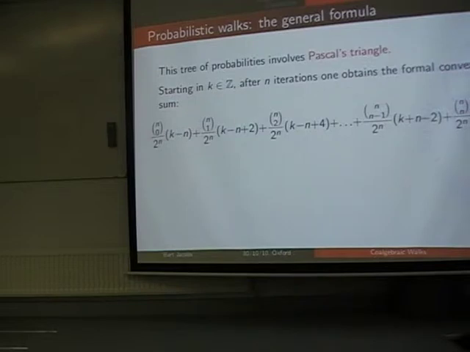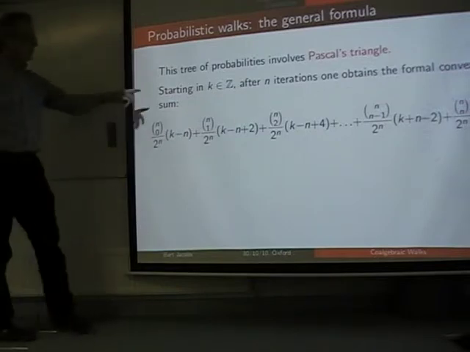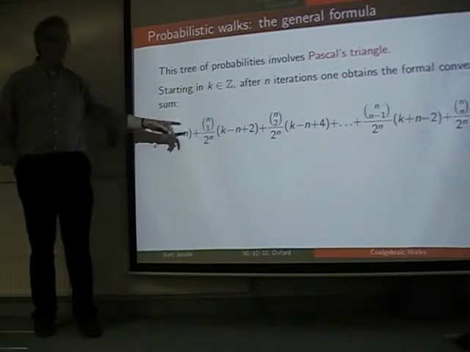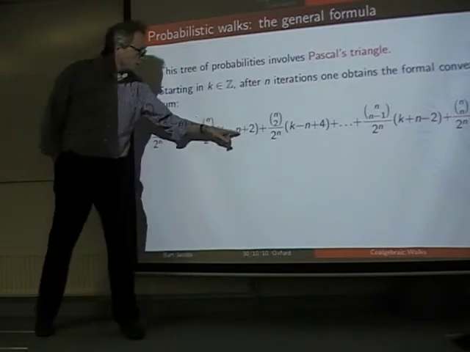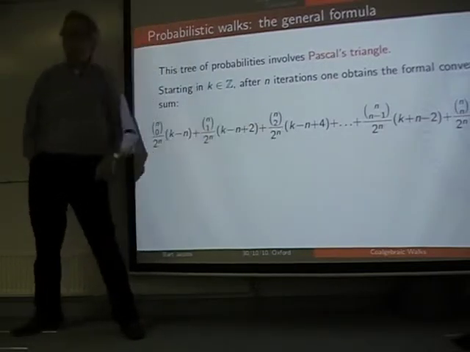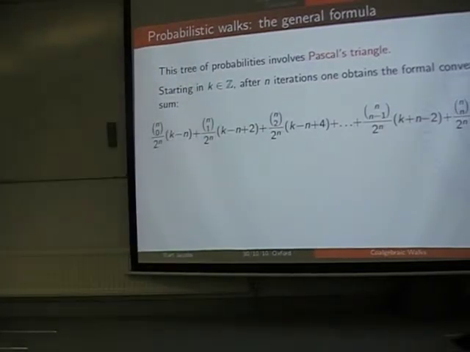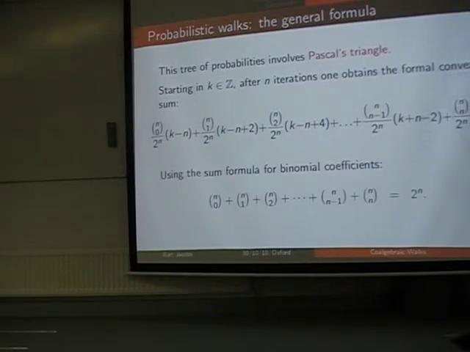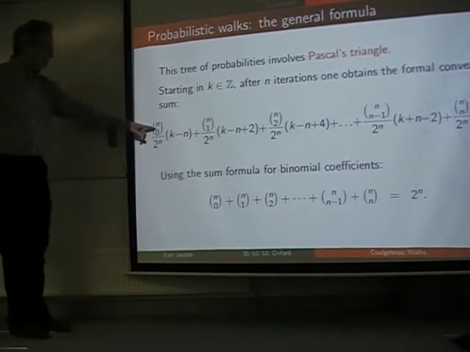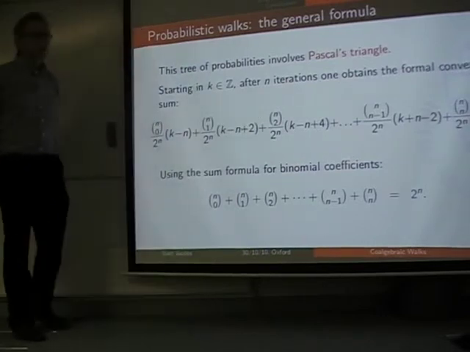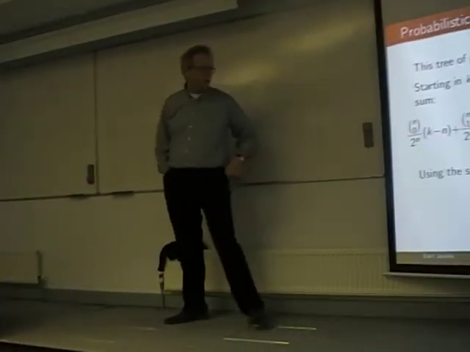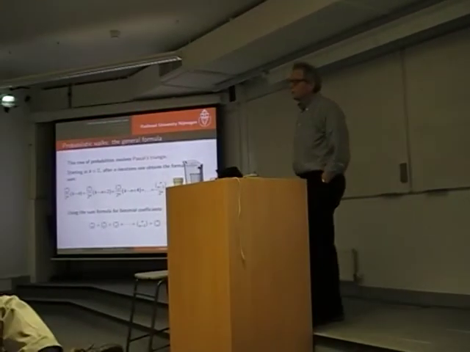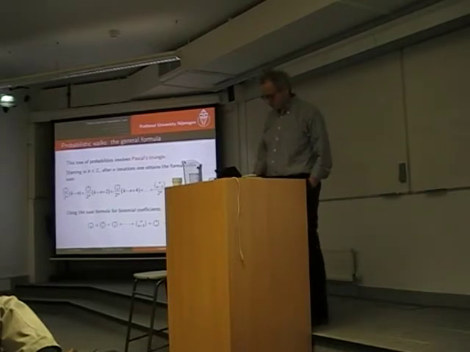And this is after n iterations starting in k, you get this huge formula. This is a formal convex sum, where these are each time the positions, and this is the probability. And this is indeed a formal convex combination. Because if you add up all these factors, these denominators, then they are 2 to the power n, which is precisely what you have here. But of course you all remember this from your secondary school days.